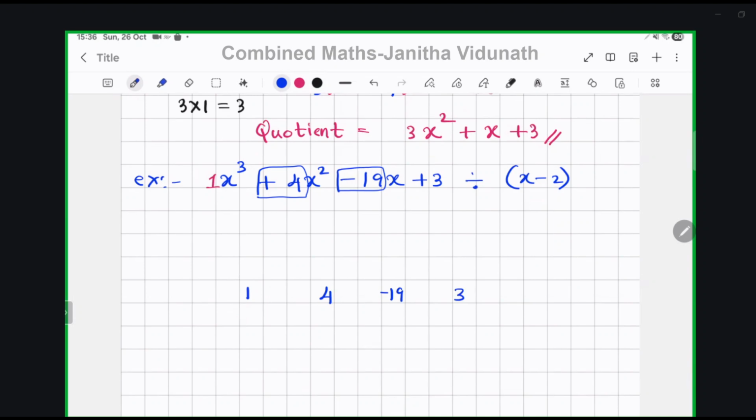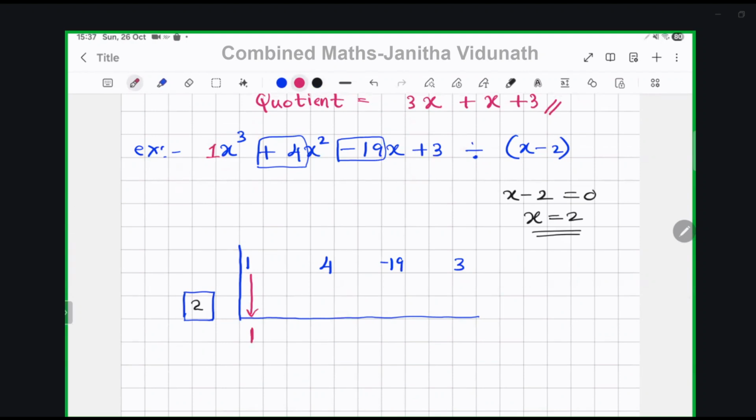Then we keep our division symbol. Then we need to identify the number that goes inside our box. For that, we set our divisor to 0. That means x equals 2. Now, this is the number belonging in the box. Then we put that number. Then we start our synthetic division by bringing down the first coefficient to the bottom.